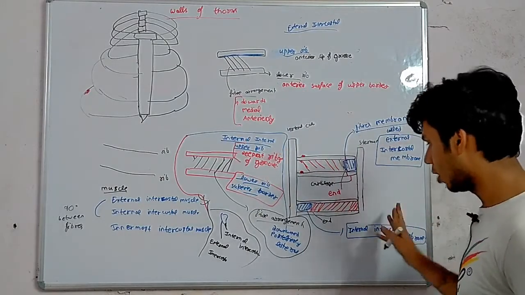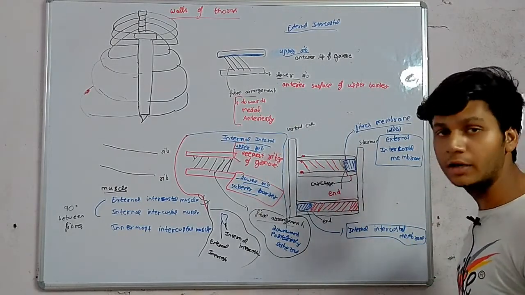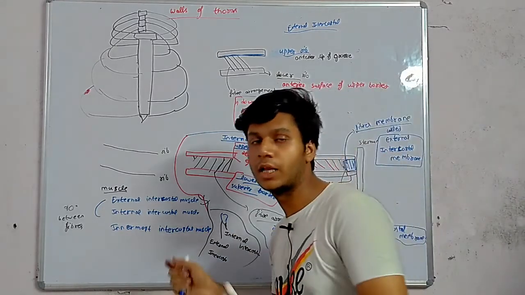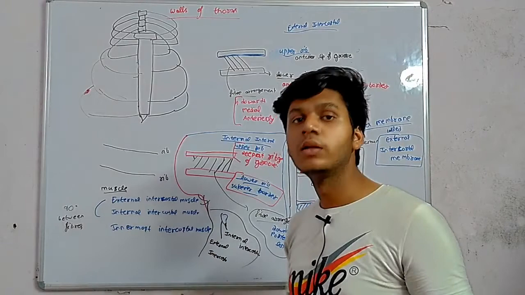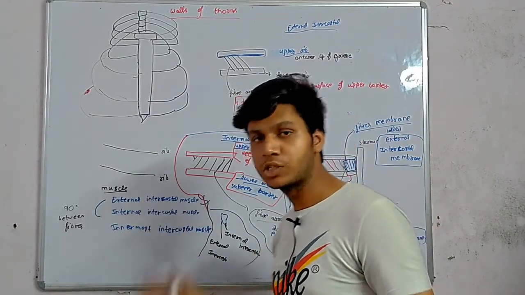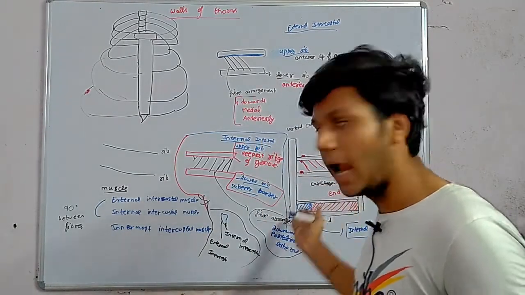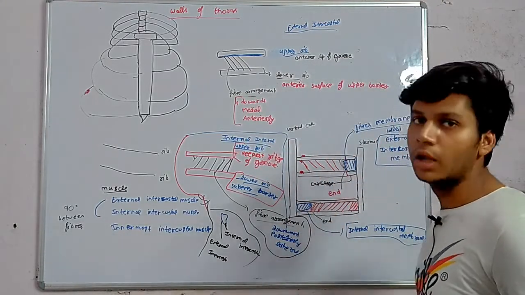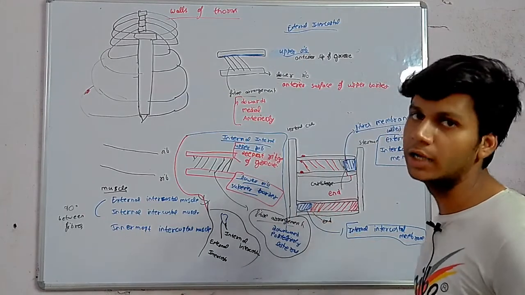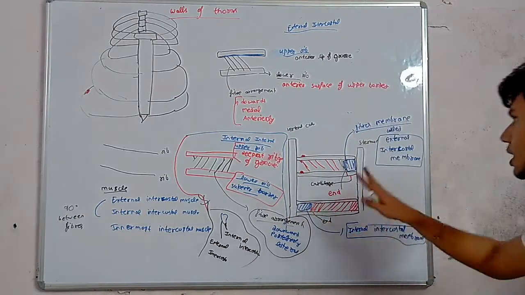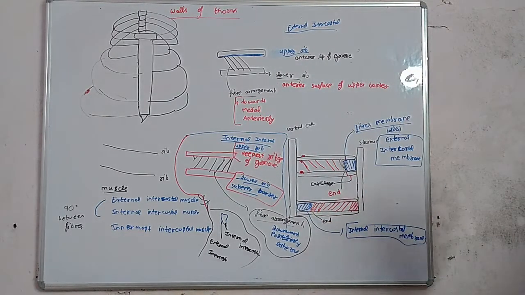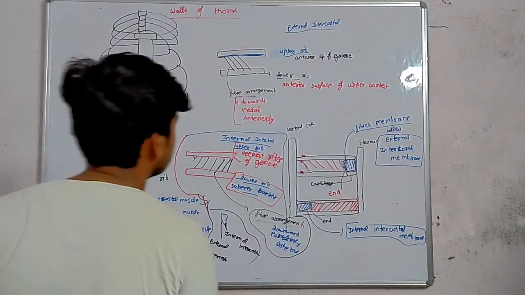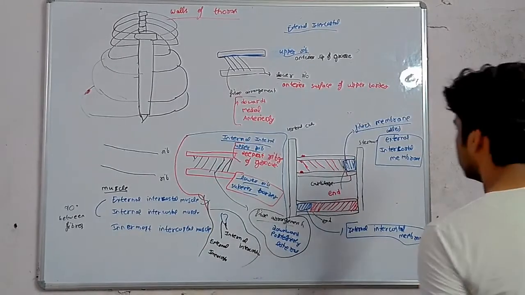Now come to the internal intercostal muscles. It arises from the lateral border of the sternum and costal cartilage, goes downward, laterally, and posteriorly, and ends near the angle of the rib. From here, it continues to the vertebra through the internal intercostal membrane. Done. This is the arrangement of two muscles. Now come to the third muscle. You can note this.